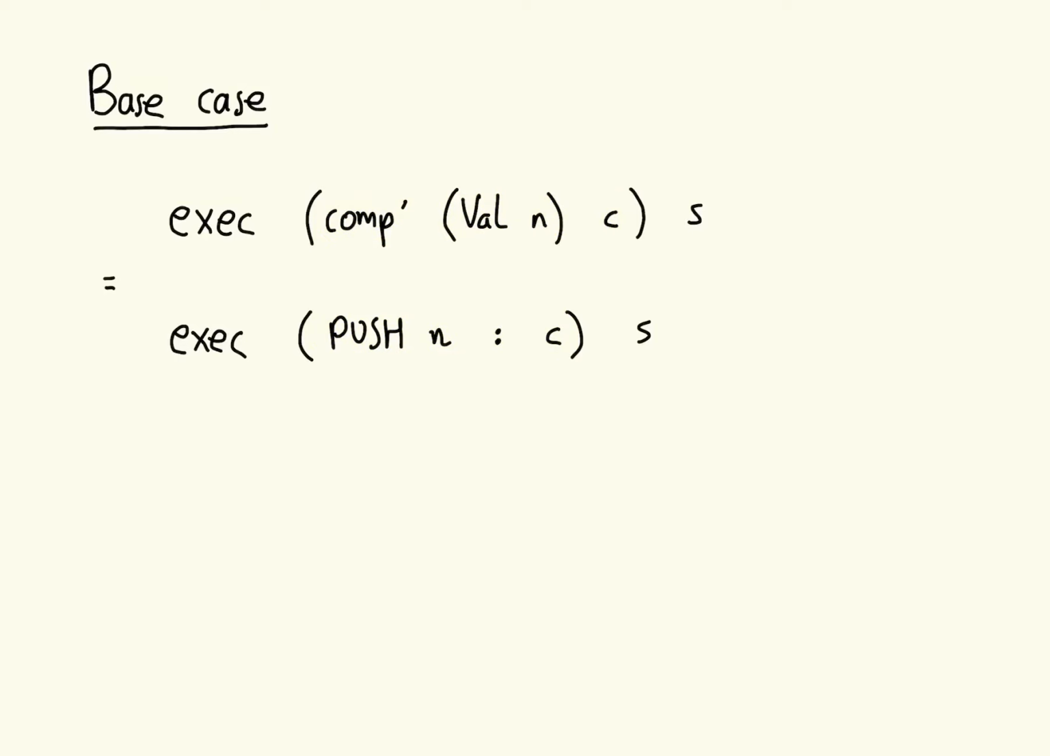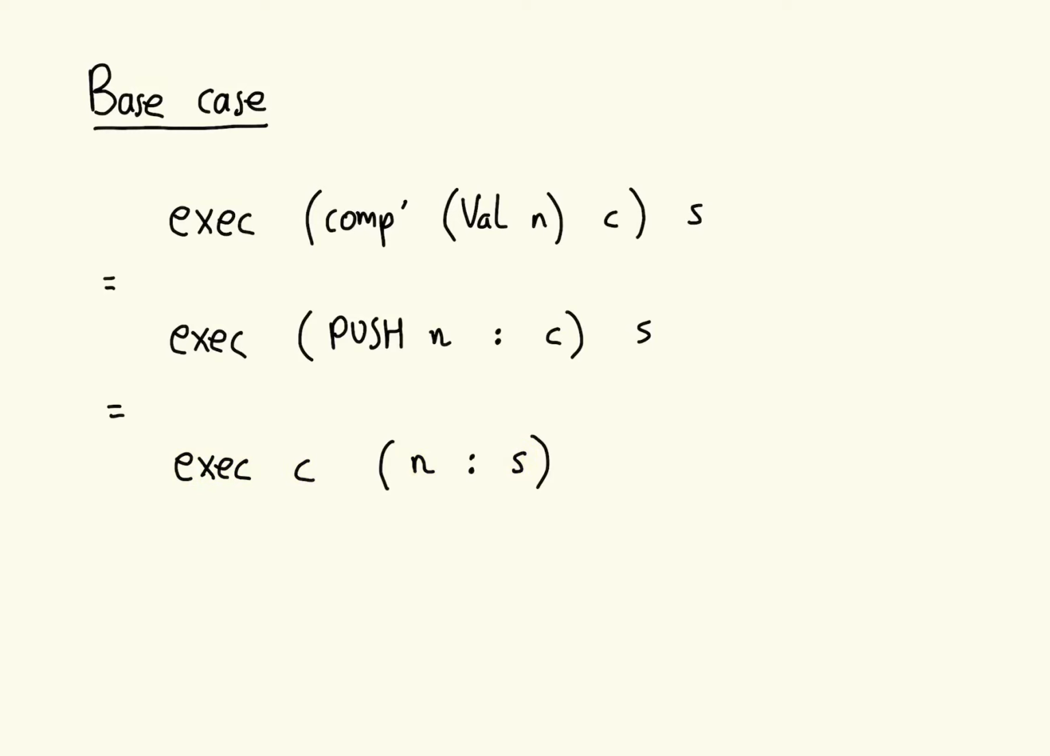In the next step, it's clear what we're going to do. We're going to execute the result of a push, so we apply the definition of the execute function, and this will also be very straightforward. All we do is execute the remaining code C in the stack that results from pushing the value n onto the top of the stack S. So we have this push operation here, which has the effect of putting the value n onto the top of the stack S, and then we continue afterwards by executing the remaining code C.